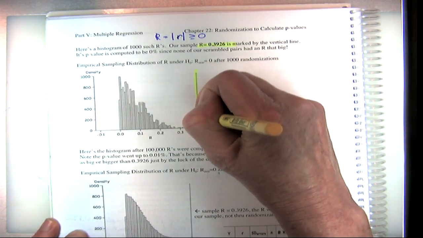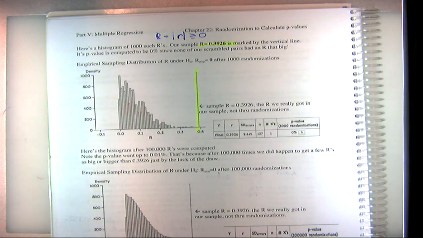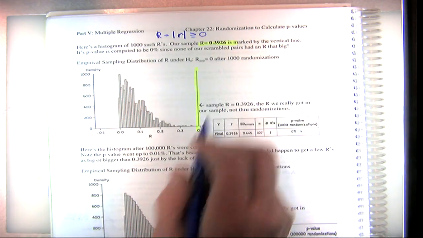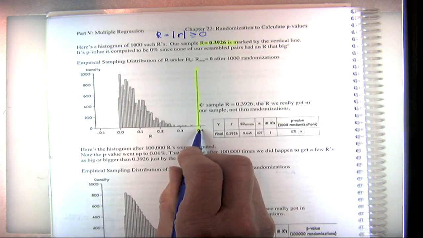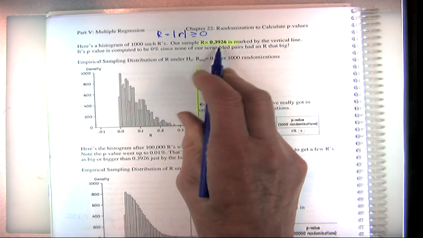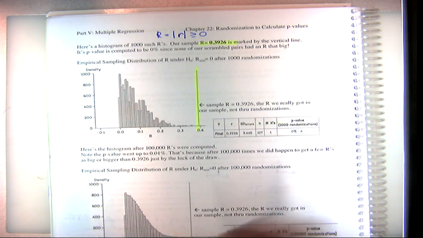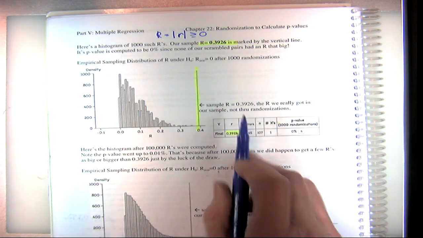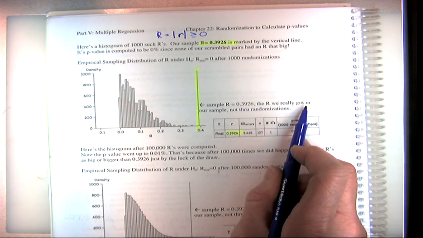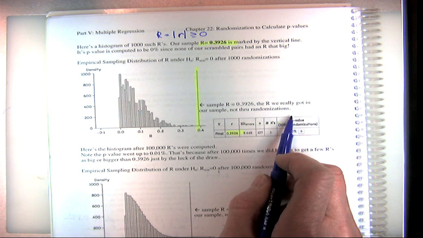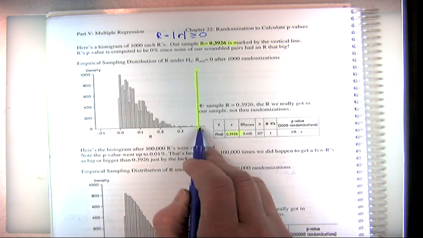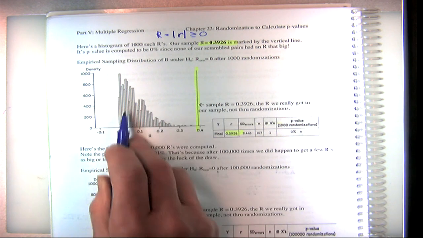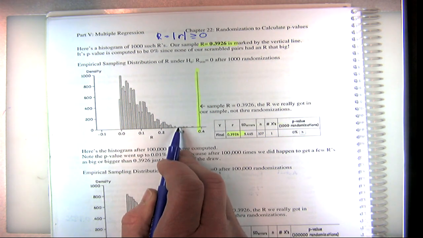This is our sample. See where it fell? It fell almost to 0.4. That's our sample R, the R we really got in our sample, not through the randomizations. And the question is, how does this compare to the 1,000 other R's?